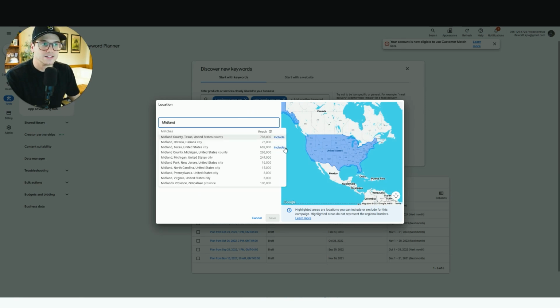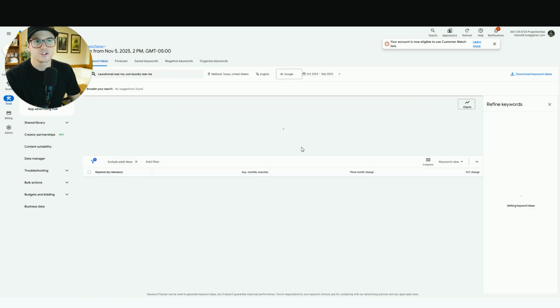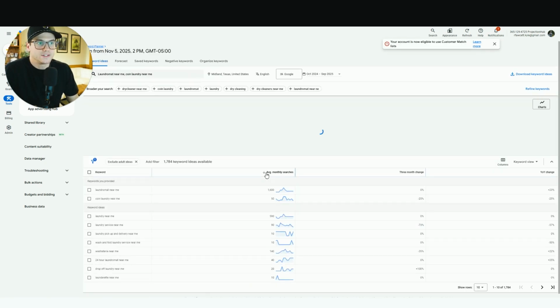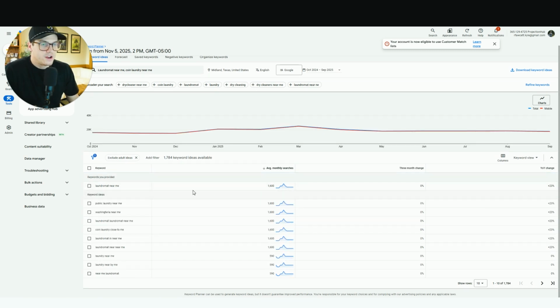I can switch the location that I want to look at. So let's do Midland, Texas. That's going to be a slightly bigger area than we probably want, but we're still going to use that. And then I can search, and we're going to be able to see some information here about some trend data, essentially. So one of the things we're really looking for is this year-over-year change. So year-over-year, laundromat near me, 23% increase in people searching for that phrase.